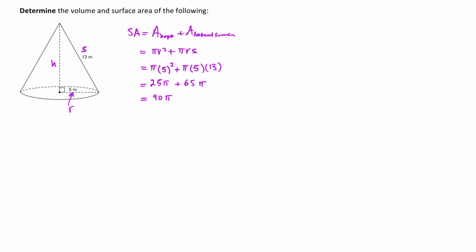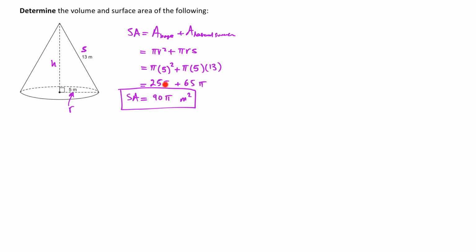And in terms of units, I have meters. Meters times meters is simply meters squared. So my units for this is meters squared, meaning that my surface area is 90 pi meters squared. Now, in this case, we have left our final answer as an exact value, meaning that there's no rounding done at all. So our final answer is 90 multiplied by pi.